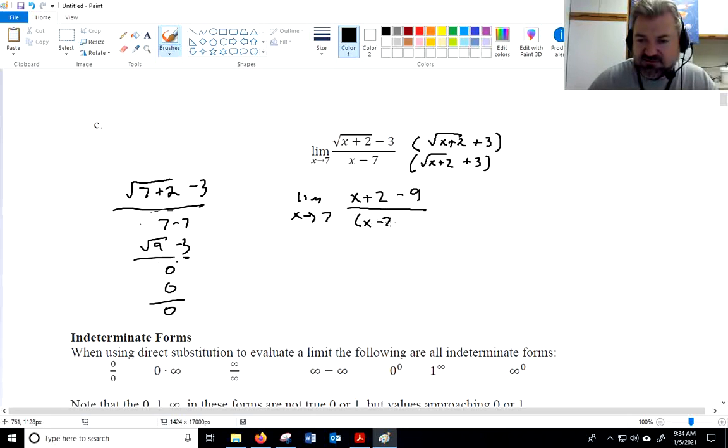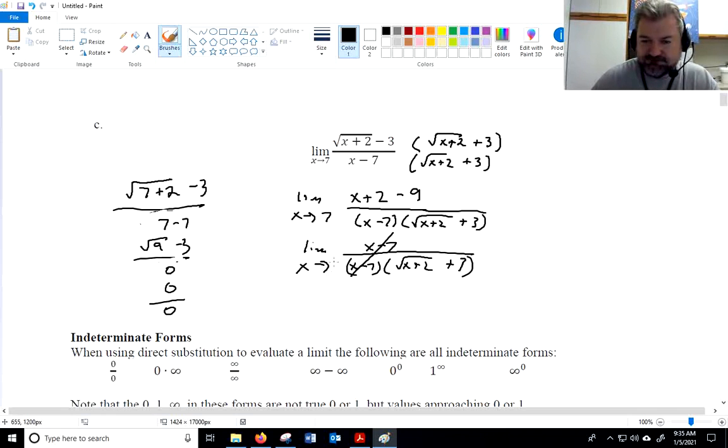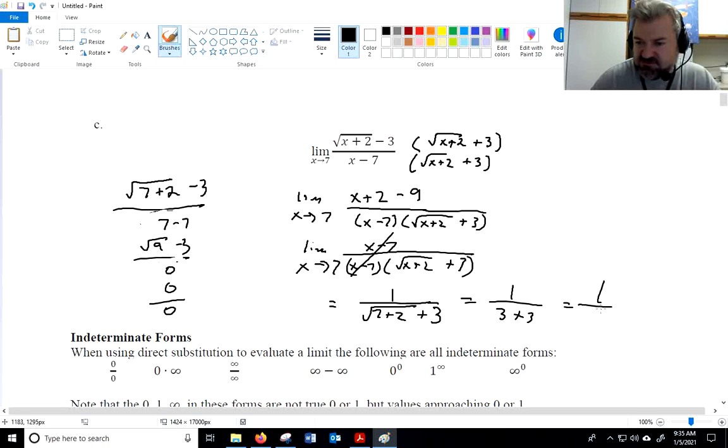And the secret here is not to try and expand that. Because if you do, it doesn't help you. We're hoping to cancel out that x minus 7 factor. And if you expand it, then you got to refactor, and it's not easy. All right, it does reduce. So now I can plug in the 7. And I get 1 over the square root of 9 is 3, and 3 plus 3 is 6. So 1/6 is that limit.